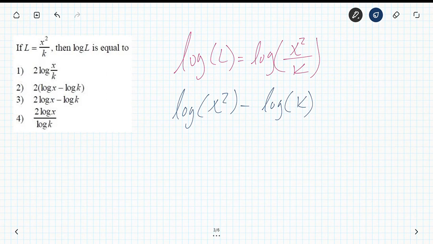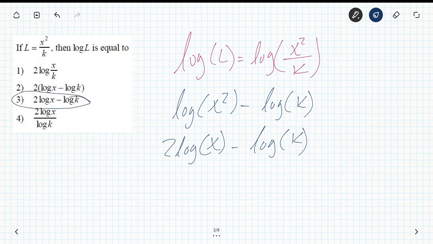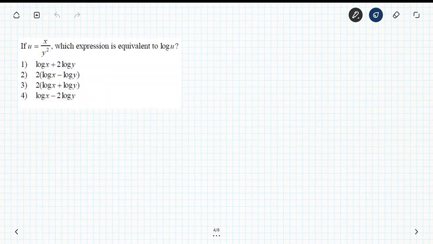So if we have an exponent, we can put it at the front. 2 times the log of x minus the log of k. Okay, and that would be answer choice number 3 again. So, wow, okay. Be cool if this one was 3 again.